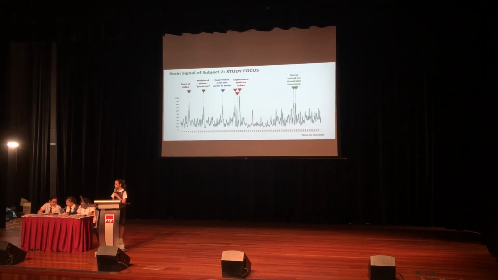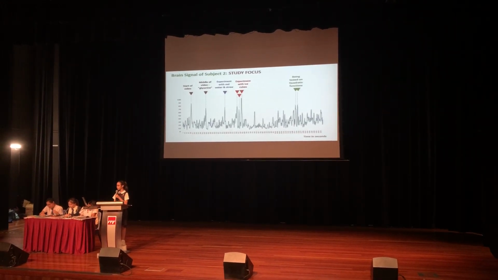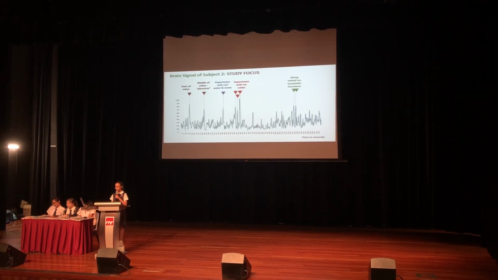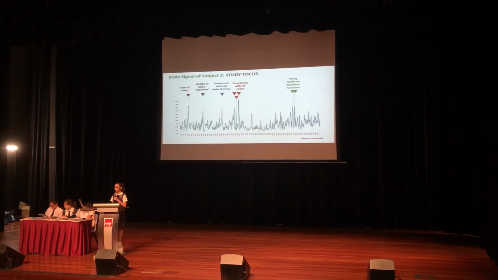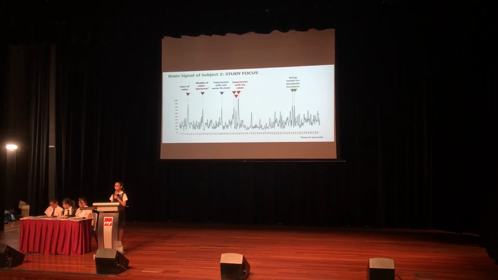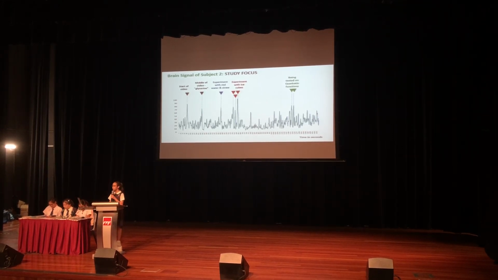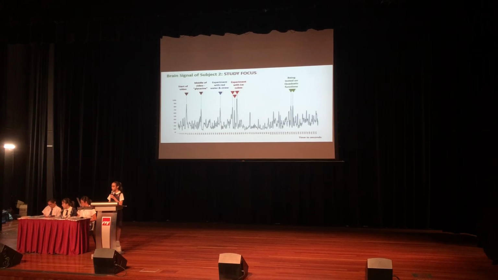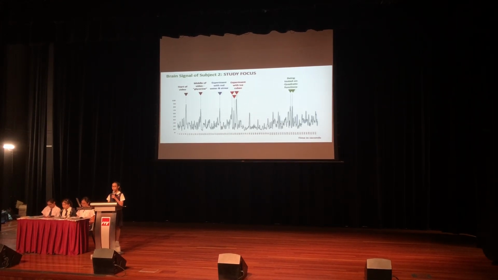These brain signals belong to subject 2, indicating her study focus. It is interesting to note that there are a few high peaks in this chart. These high peaks can be seen at the start of the video, in the middle of the video showing an experiment related to glycerine, in the experiment with the red water and straw, as well as in the ice cube experiment.